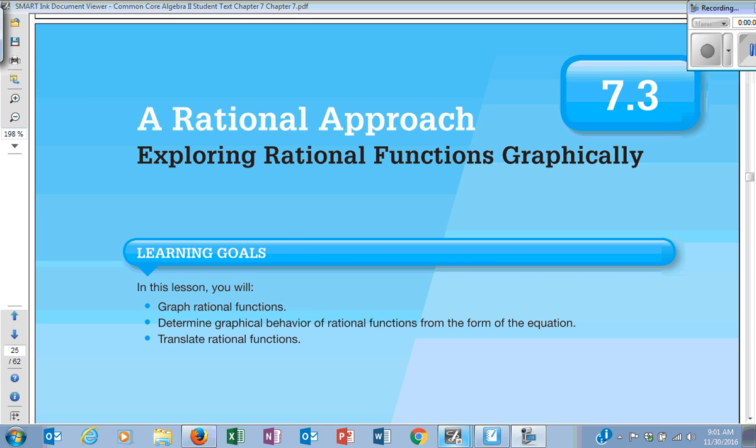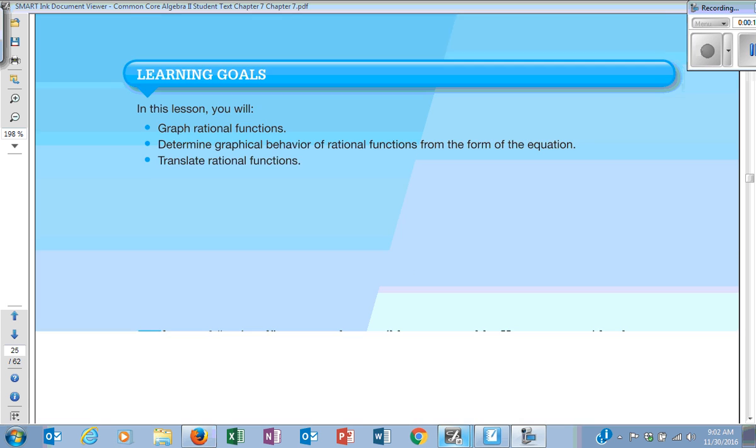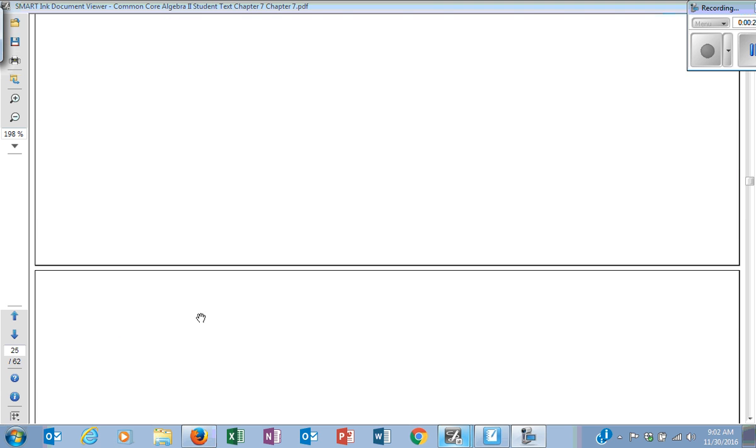We are in 7.3. We are going to talk a lot more about these rational functions and graphing them, and they're going to get a little different than what we've done so far, but not too bad. We've definitely set up for success here. We've been doing everything from 7.1 to 7.2. 7.3 is just going to build off that.